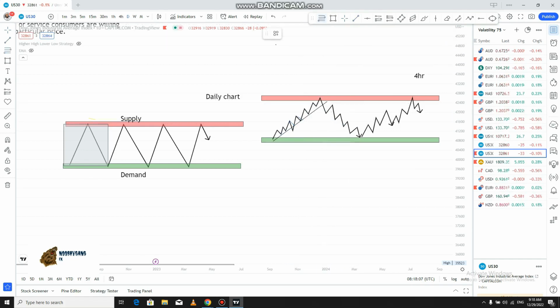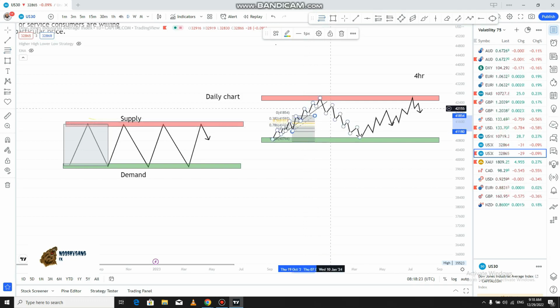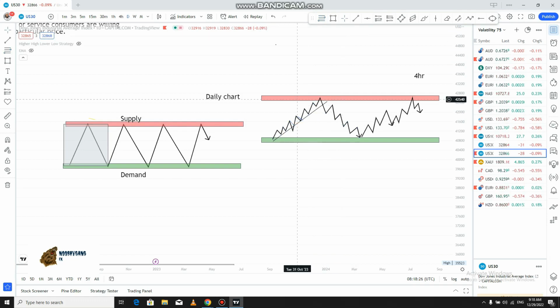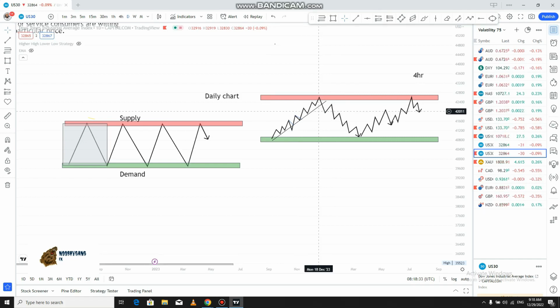And then to get more confirmation, if you're to take that trade, you have to grab your Fibonacci tool and drag from the low to the high. If it's in the 50 or the 60 level, you should be taking your trade. So that goes again for the downtrend.